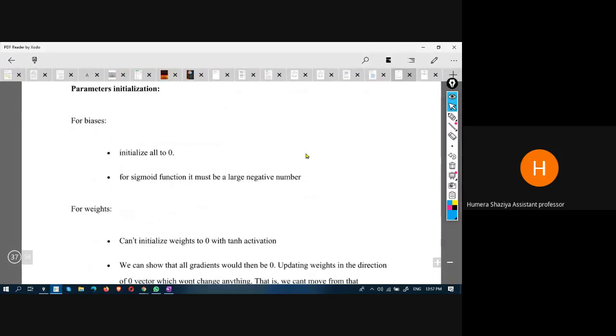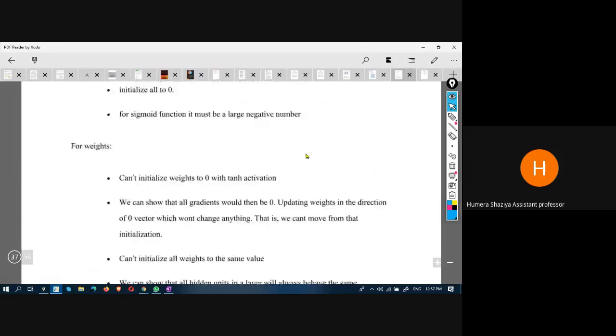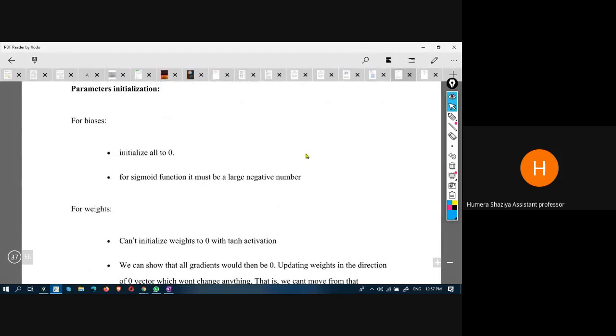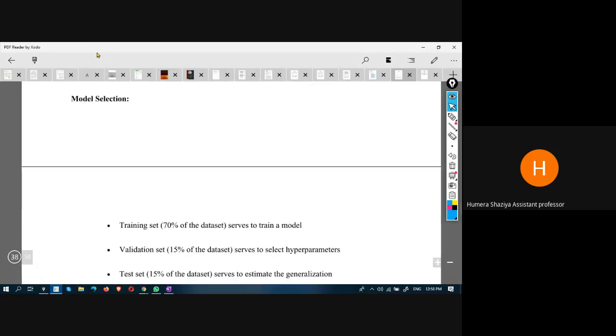And then parameter initialization. Weights are initialized with some random values. For biases, all are initialized to 0. For sigmoid activation, it can be a large negative number bias value. And weights cannot be initialized to 0 with tanh activation, because it results in the problem of vanishing gradients. So weights have to be initialized with some random value, and weights are updated during the backpropagation algorithm.